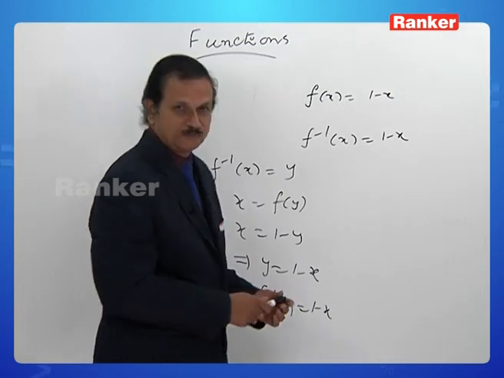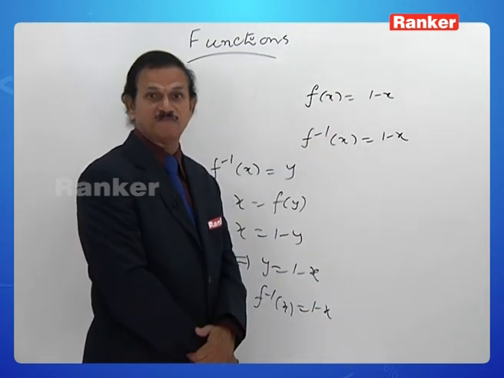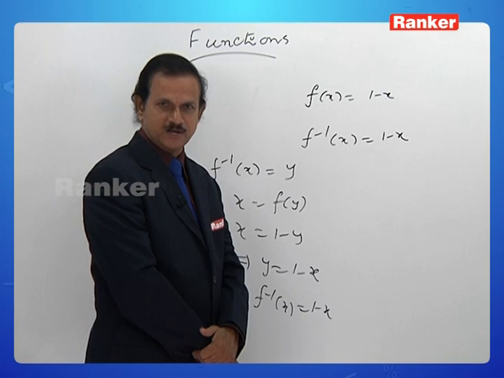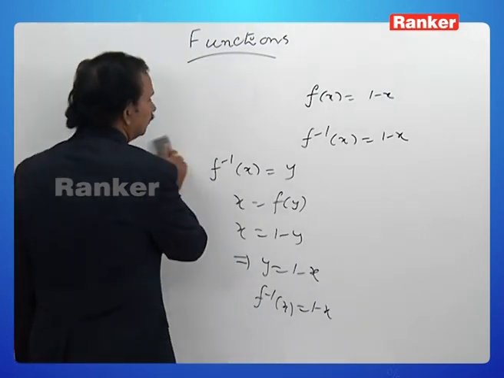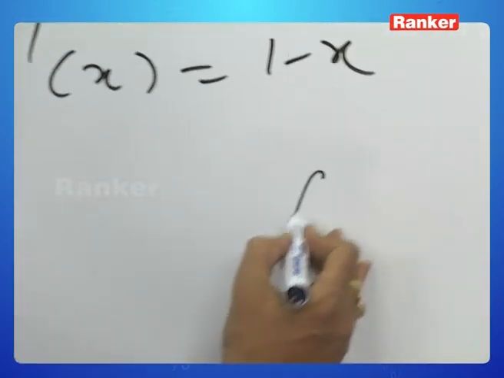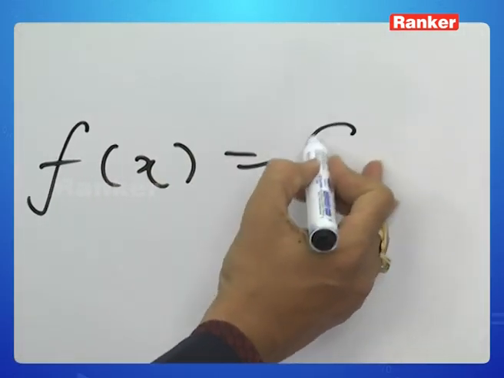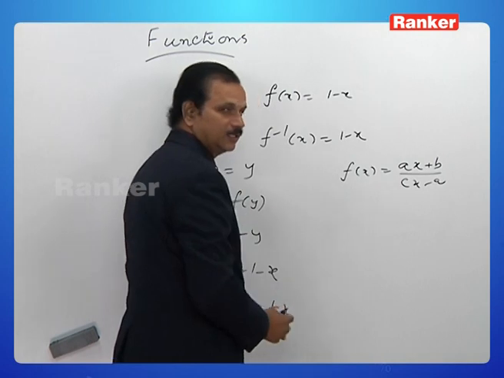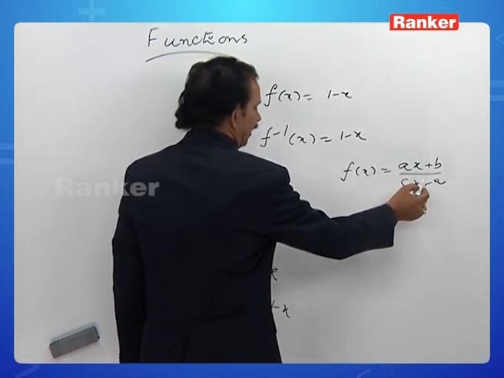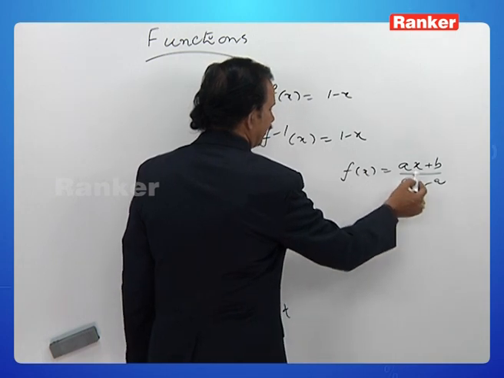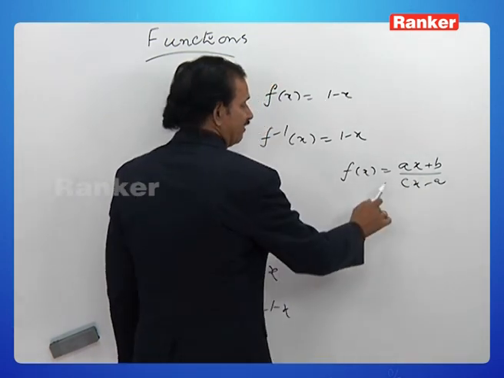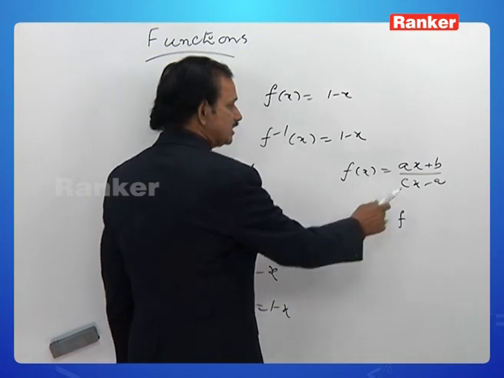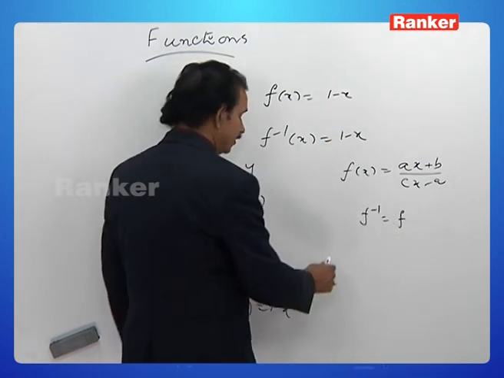There is another way of self-check for this function. Why is it possible to recollect that f of x equal to 1 minus x is self-invertible? There is a basic thought of recognizing a self-invertible function. What is that? Let us recall that if f of x is equal to ax plus b by cx minus a, the ratio of the coefficient of x in the numerator and the constant term in the denominator is minus 1. Whenever such a thing happens, we have noticed that f inverse is equal to f. Can this be applied here?